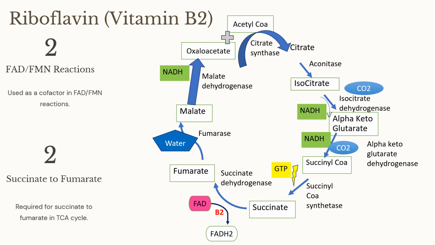The next vitamin is vitamin B2, riboflavin. Riboflavin is important mostly as a cofactor in FAD and FMN reactions. We have an important step in the TCA cycle where FADH2 is produced when succinate is converted to fumarate with the help of succinate dehydrogenase. So FADH2 is produced and the cofactor is riboflavin. The deficiency of riboflavin, that is ariboflavinosis, presents as angular cheilitis, although it is a non-specific finding. You can refer to my TCA cycle videos to have a clearer understanding of the TCA cycle.